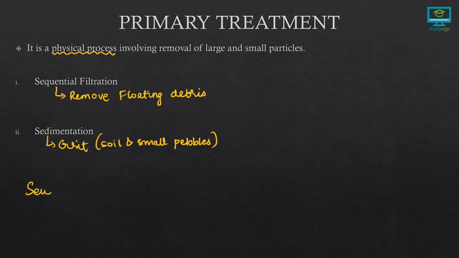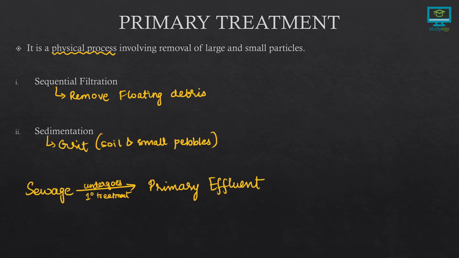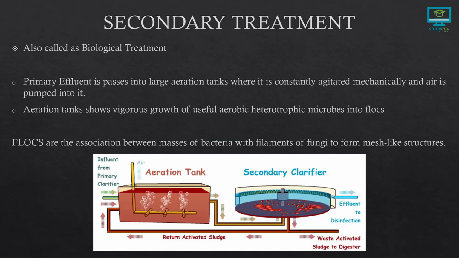So we can write it this way: the sewage undergoes primary treatment to form primary effluent. Now this primary effluent is sent out for secondary treatment. Now coming to the secondary treatment. Secondary treatment is also known as biological treatment.